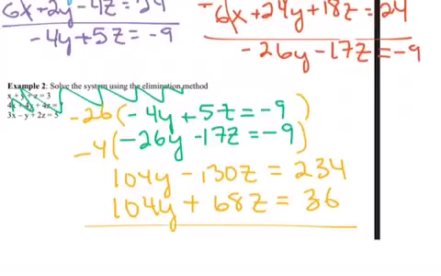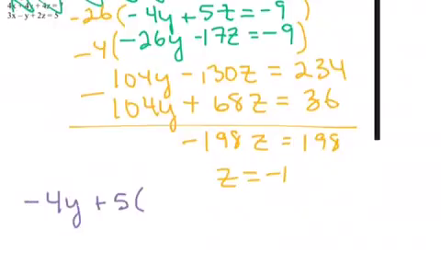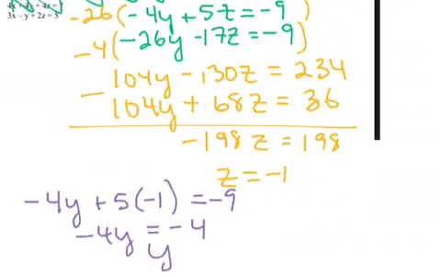and 36. So I see that if I subtract these two equations, I get negative 130 minus 68 gives me negative 198z. And 234 minus 36 gives me a positive 198. So z is equal to negative 1. Plugging that back in, I get negative 4y plus 5 times negative 1. So that's negative 4y minus 5. So if I add that over, I get y equals 1.